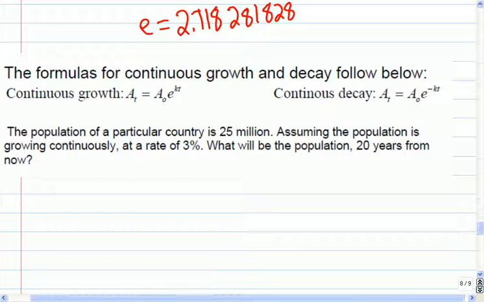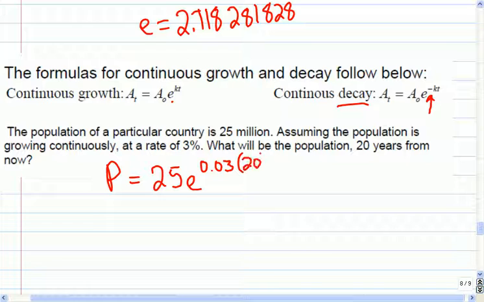So here's the way it works with continuous growth and decay. It's almost the same, except the growth constant is Euler's number to its continuous growth. If it's a decay, what that means is you end up with a negative number for k. So you'd have a negative k in there. Okay, so just to show you how it works, if you had 25 million and the population grows continuously at a rate of 3%, then that means the population after 20 years is going to be 25 million e to the 0.03 times 20 years.